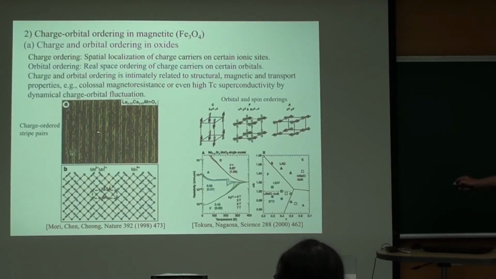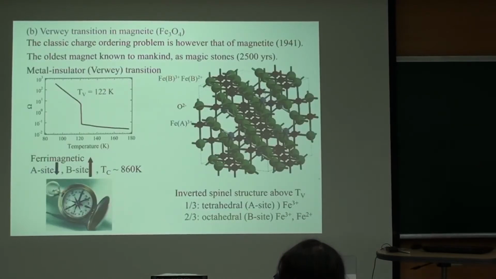Now, charge ordering basically means that below a certain temperature, all these itinerant electrons suddenly localize to form something like a stripe, and in the meantime can occupy certain orbitals. So that's charge orbital ordering. However, the first charge ordering model was already proposed in 1941 by Verwey. Okay, but that model was controversial until 2004, or around that time.